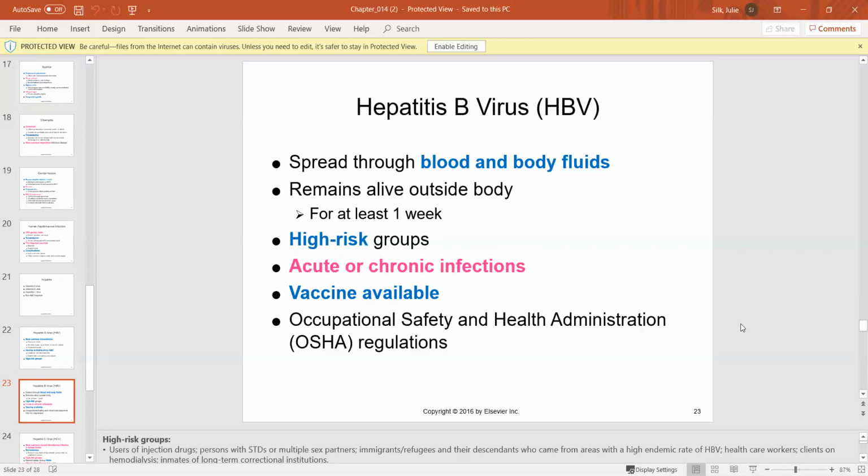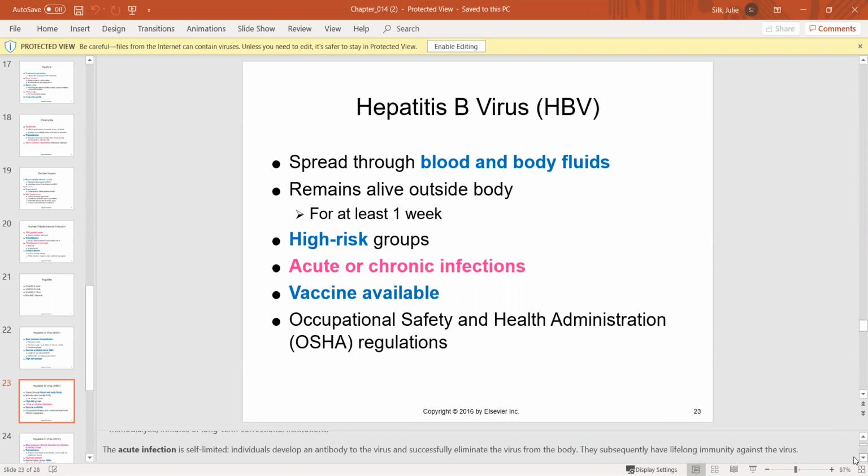And when we talk about high-risk groups: users of injection drugs, persons with STDs or multiple sex partners, immigrants or refugees or their descendants who came from areas of high endemic rates of this, healthcare workers, clients on hemodialysis, and inmates of long-term correctional institutions would be high-risk groups for this.